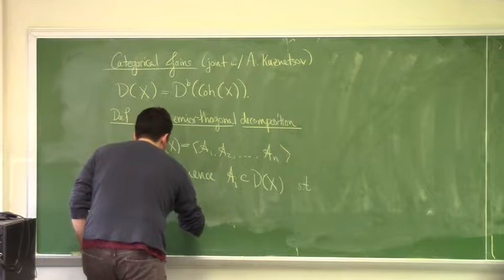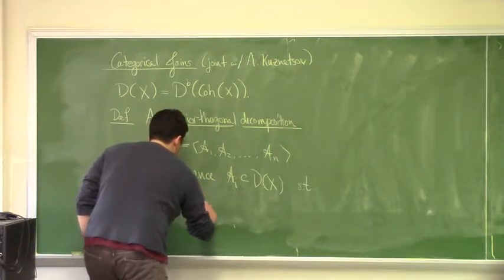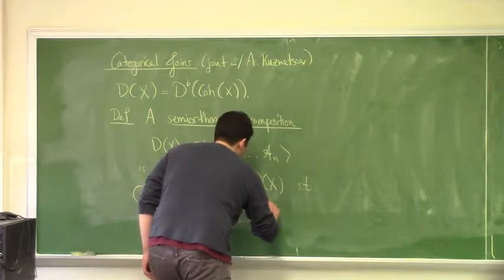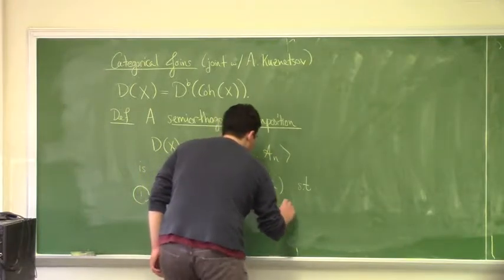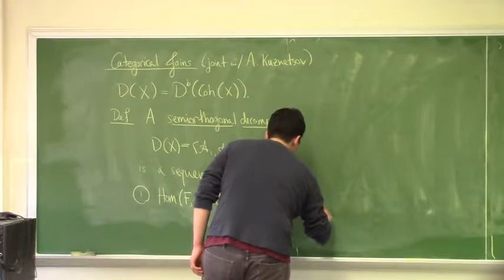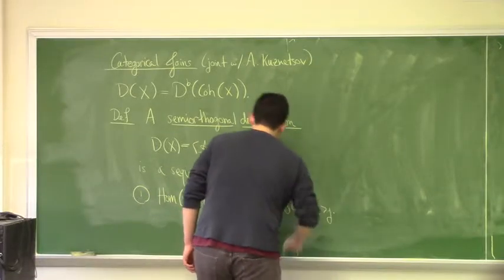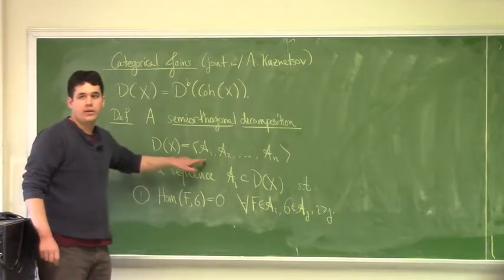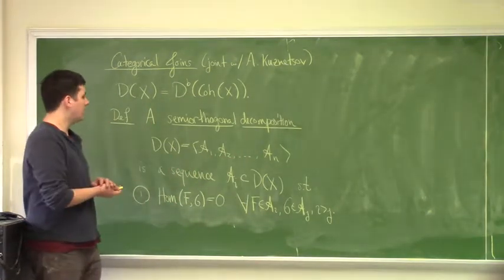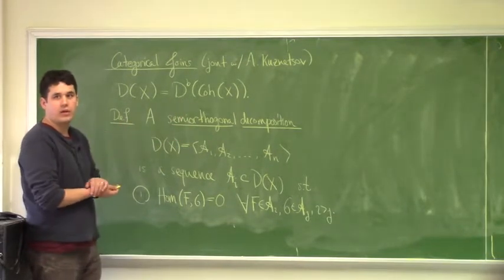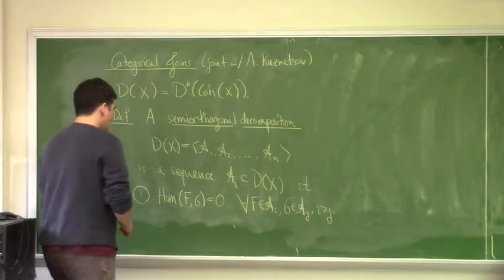Homs from F into G vanish whenever F is an object of A_i, G is an object of A_j, and i is bigger than j. So in other words, what this says is there are no Homs going from the right to the left in this decomposition. And typically there will be Homs in the other direction. That's why it's only called semi-orthogonal. Okay, so this is the first condition.